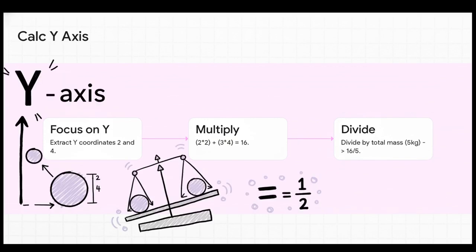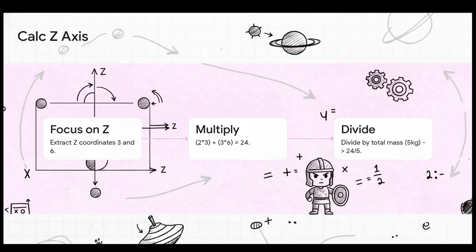See? Easy. Next up, literally just put your blinders on, ignore everything else, and repeat the exact same process purely for the y-coordinates. 2 times 2 is 4, plus 3 times 4 is 12, which gives us 16. Divide by that exact same total mass of 5 to land at a y-coordinate of 16 over 5. Finally, we tackle the z-axis. Zero panic required. We just plug in our z-coordinates, 3 and 6. Multiply the masses. 2 times 3 is 6, and 3 times 6 is 18. Add those up to get 24. Divide by our trusty 5 kilos to finish the boss battle with a final z-coordinate of 24 over 5.